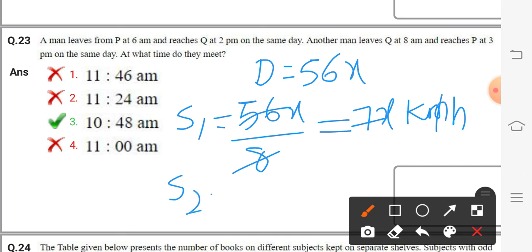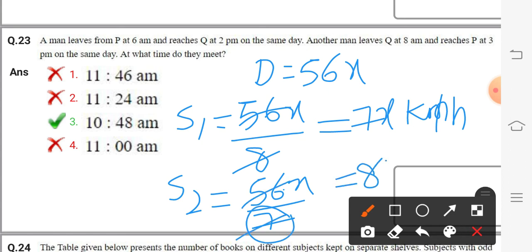And second person speed is 56x by 7. He travels in 7 hours. So his speed is 8x kilometers per hour. Then we know first person speed and second person speed. But first person started 2 hours before.